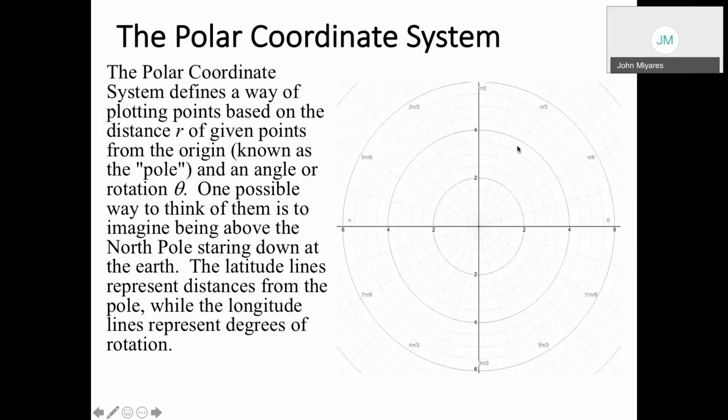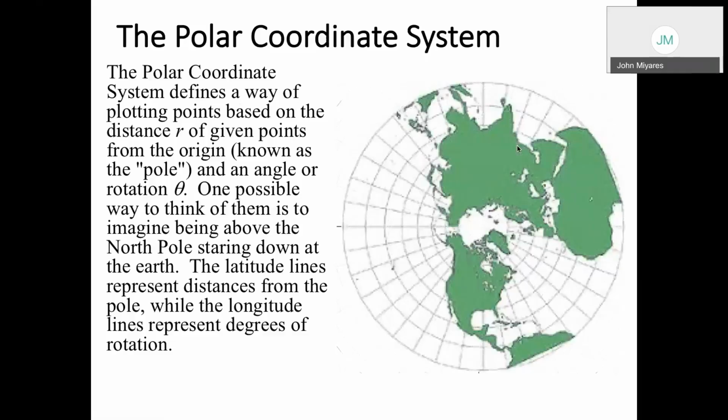One possible way of thinking about these is to imagine being above the North Pole and staring down on the Earth. The latitude lines are going to represent our distance from the pole, while the longitude lines can represent the degrees of rotation.